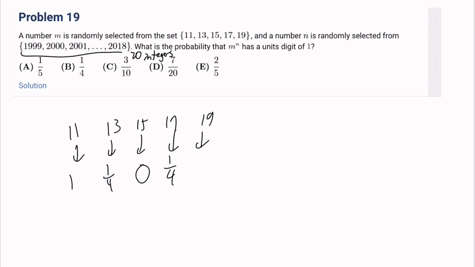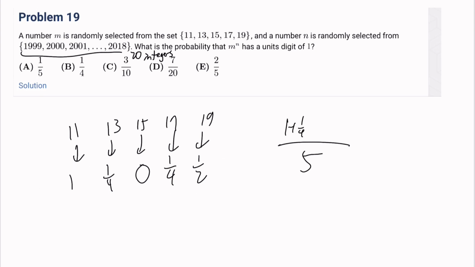And for 19, it's 9, and then we have 81, and then we have 9 again, and then we have 1, and so 9, 1, those two keep repeating, right? And so 1 comes up 1/2 of the time, so it's 1 over 2. And since this is 20 integers, and 20 is a multiple of 4, as I've mentioned before, that means a number n randomly selected from 20 integers has the same probability as when it is selected from 5 integers, right? And so the probability that m to the nth power has a unit digit of 1, this is all over 5, and then we add all of these up.